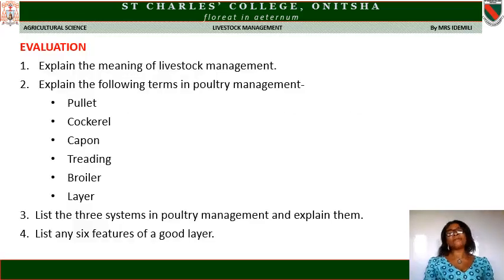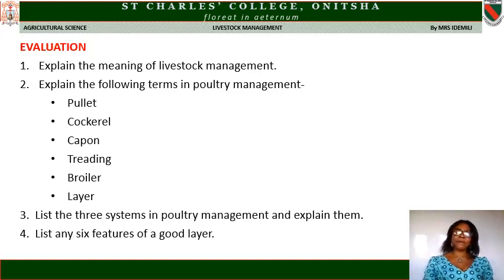So my students, we've come to the end of our lessons today. Remember, we talked about systems of poultry management. The poultry is managed in 3 different ways, either through the intensive method, through the semi-intensive method, or through the extensive system, or what we call the free-range system.